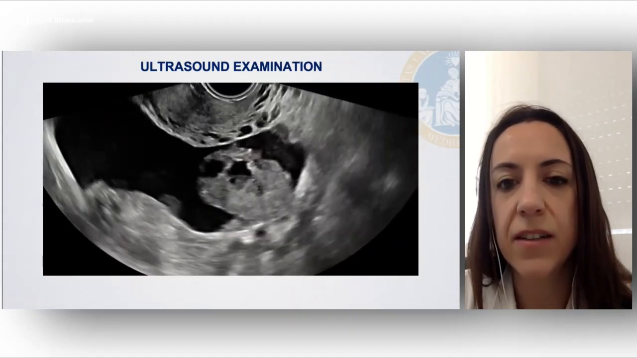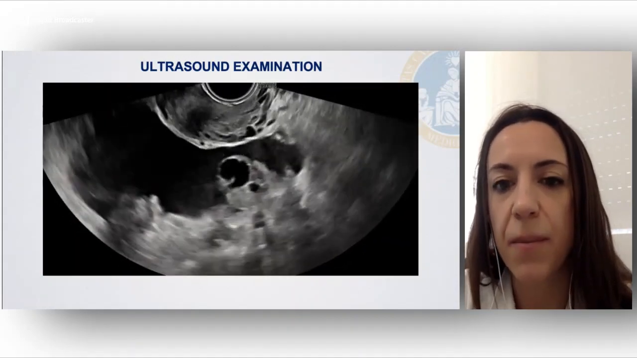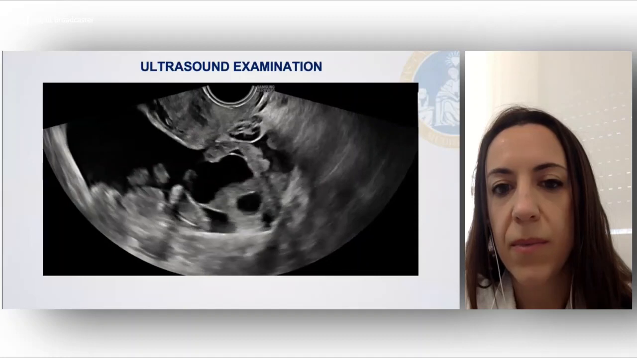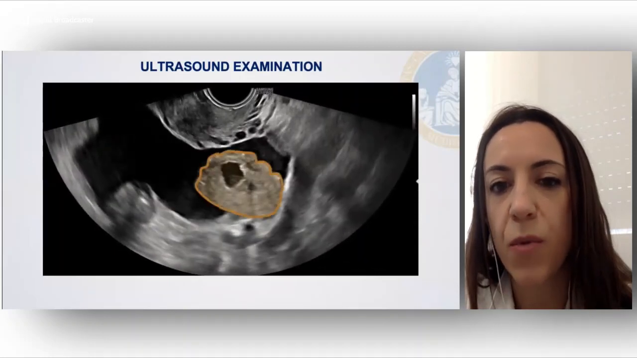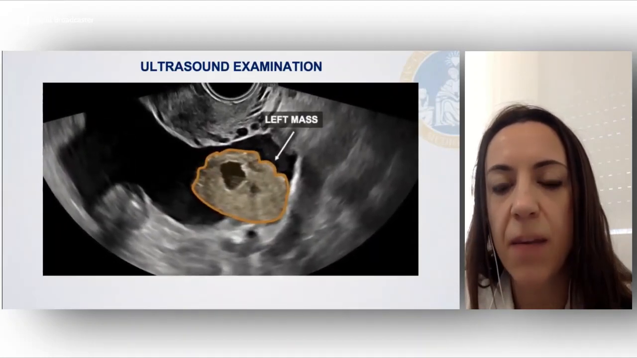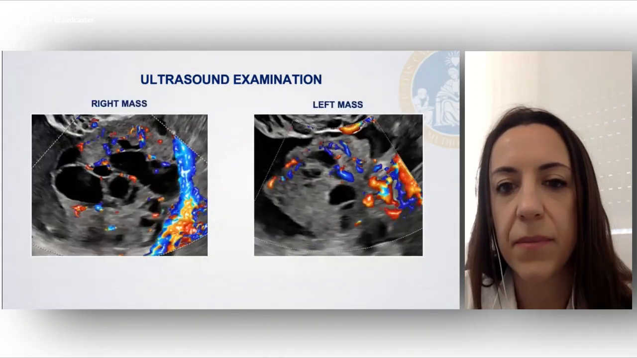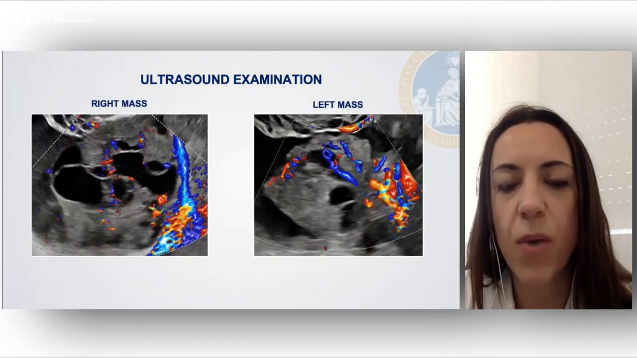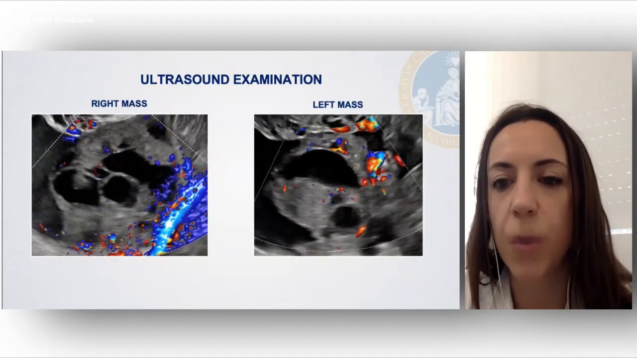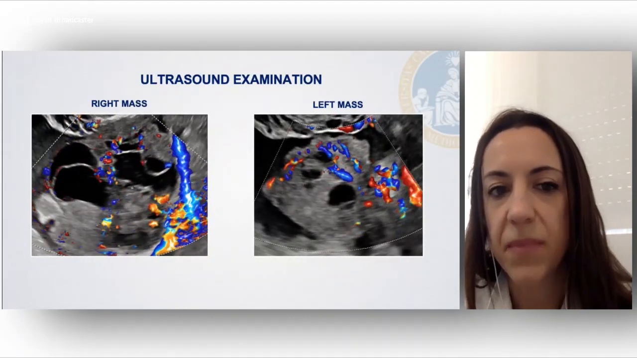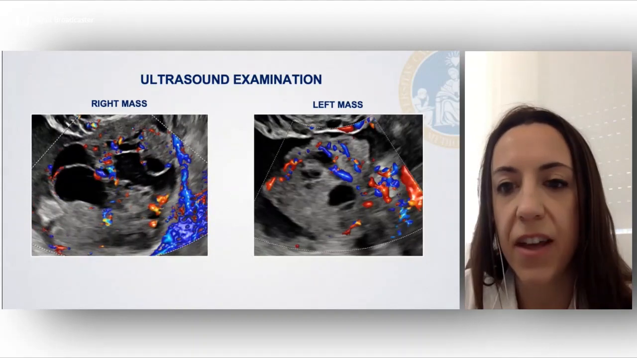On the left side, another mass is visible, with solid morphology and some irregular cystic areas inside. Both masses were vascularized at color Doppler examination. Color score 3, I think.